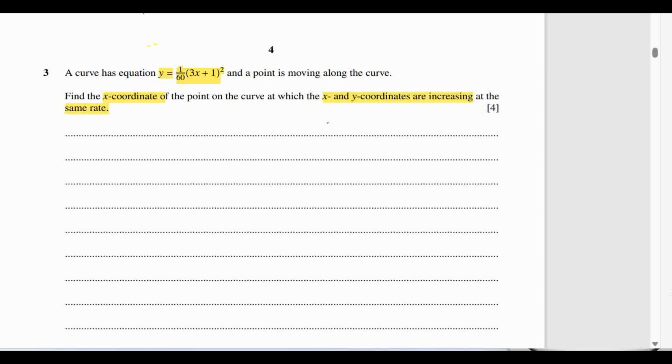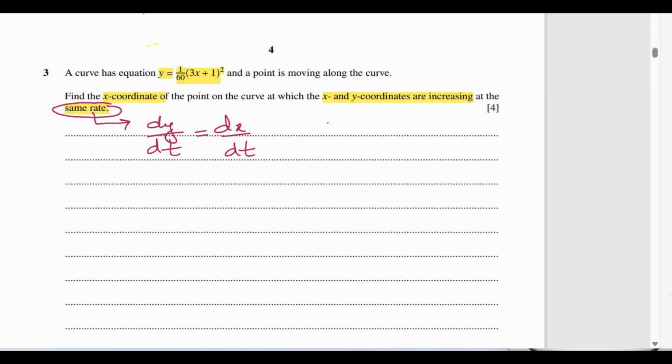Now what does this statement mean? Same rate means dy by dt. Whenever we have a rate, it means time is involved. So here dy by dt will be equal to dx by dt. This is an important point for the rate portion. Same rate means x and y coordinates are increasing at the same rate. It means that dy by dt will be equal to dx by dt. I hope that the concept is clear.